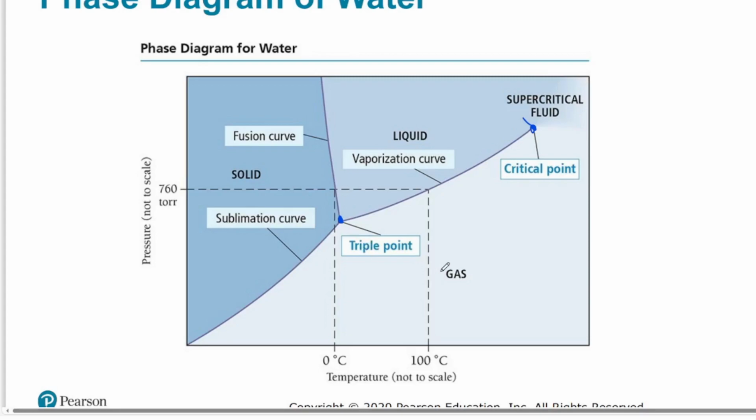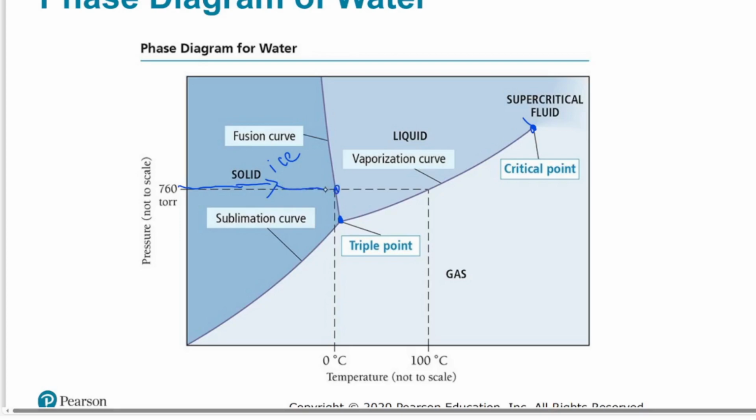So this is a phase diagram for water, and here we have temperature on the x-axis and pressure on the y-axis. So you can see here that maybe at 760 torr, that's atmospheric pressure, if we're less than 0 degrees C, we have ice, right? We have the solid phase. As we transition to the right, at atmospheric pressure, we're increasing the temperature but not changing the pressure.